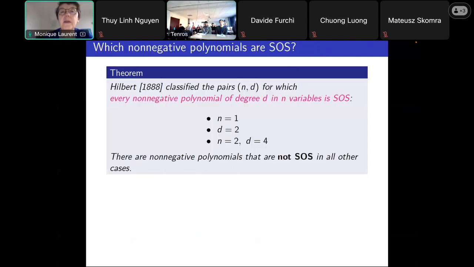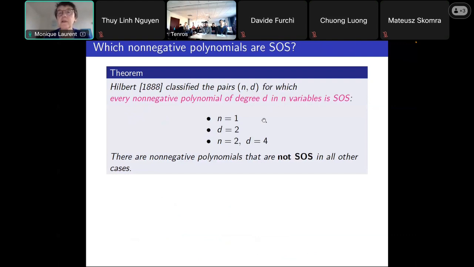Okay, thank you. So now we know how to test whether a polynomial is a sum of squares. So you may wonder whether all non-negative polynomials are sums of squares. Well, as you can guess, the answer is no. But let me recall this very classical result of Hilbert, which classifies precisely the pairs of number of variables n and degree d for which being non-negative over the full space is equivalent to being a sum of squares. And this is a very rare phenomenon.